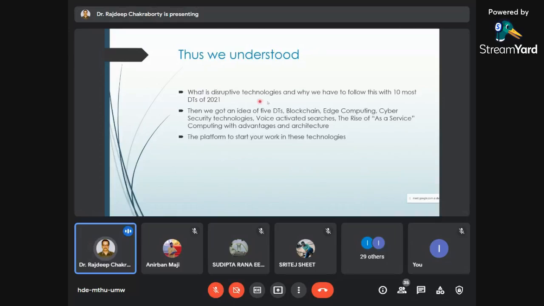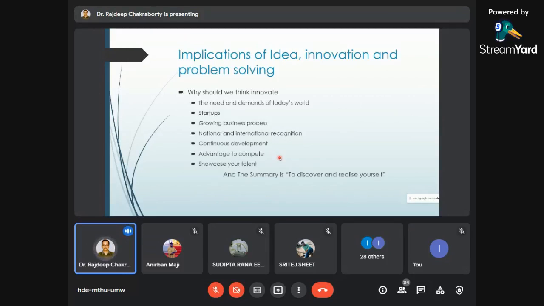Okay. So thus, we have studied disruptive technology. Then we got the ideas of five disruptive technologies and where you can start your work in them. So the fundamental requirement is you have to follow this disruptive technology year by year. Okay. Now coming to the last part, implication of the idea.